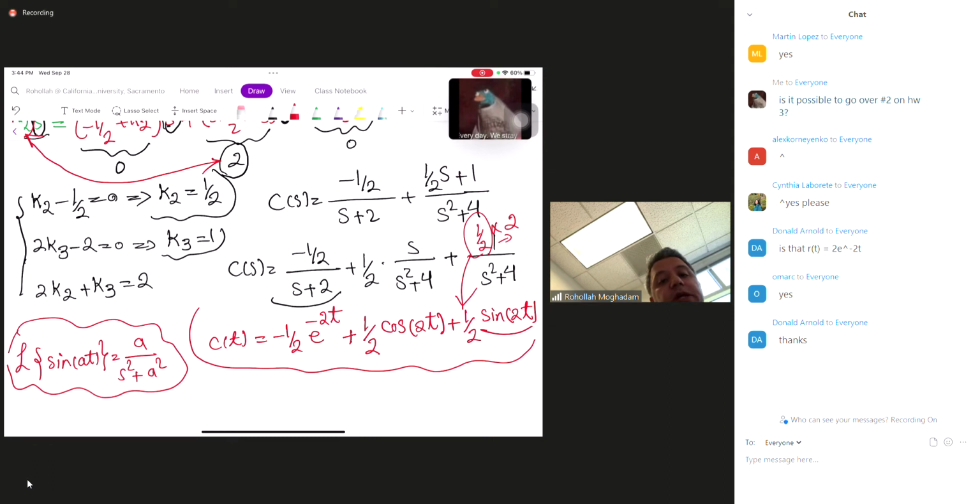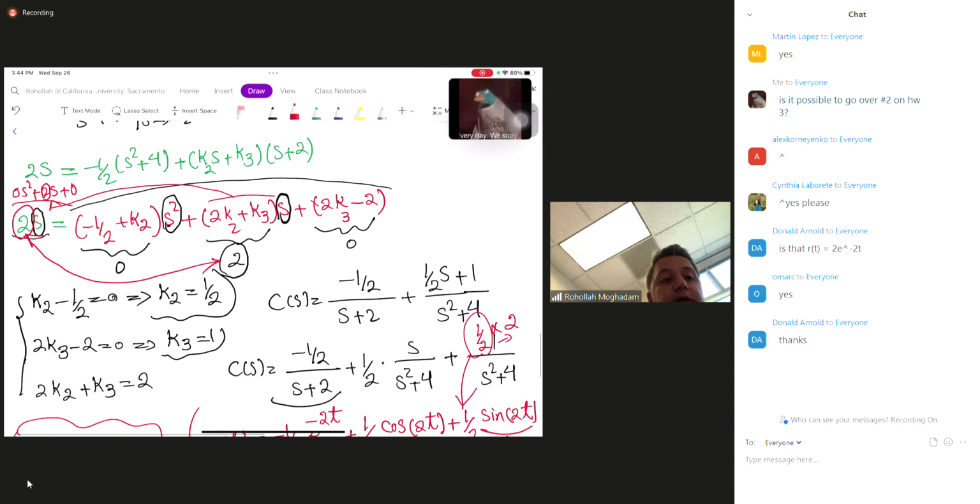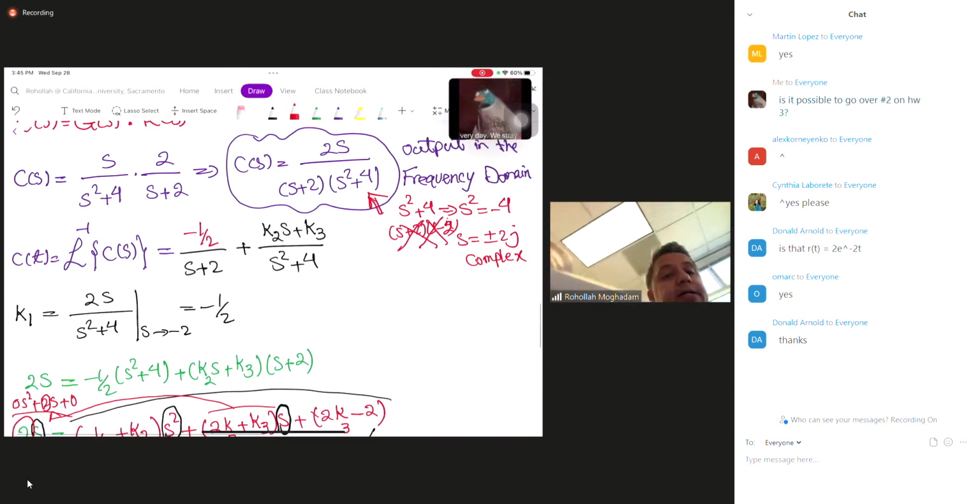the coefficient. So we'll have 3 terms. We'll have negative half e to the negative 2t, 1/2 cosine of 2t, and 1/2 sine of 2t. And this is the output. That is the way that we find the output. This is a question with complex roots.